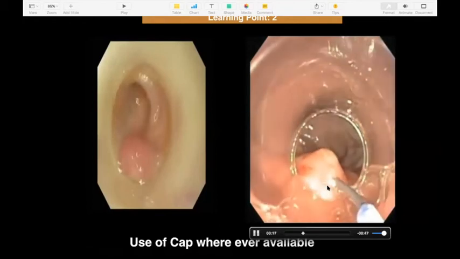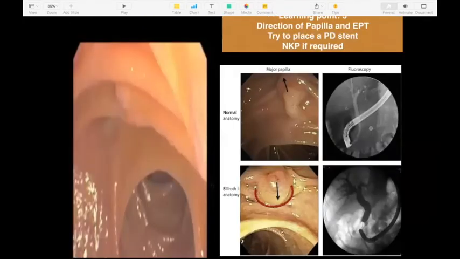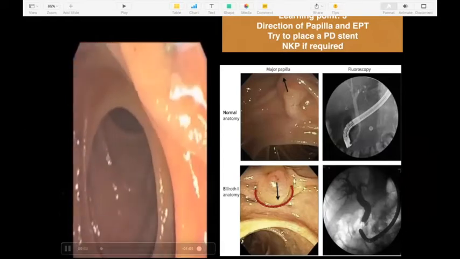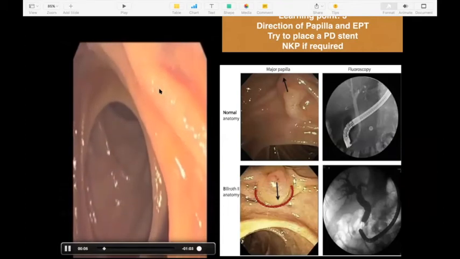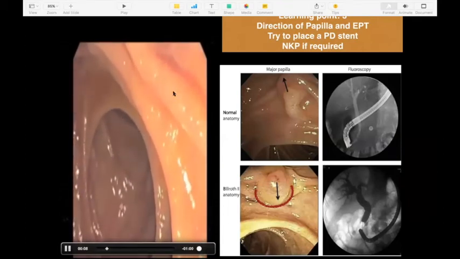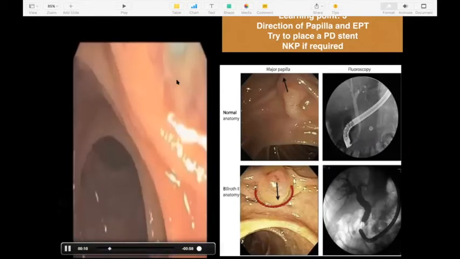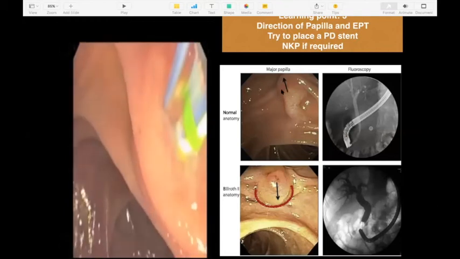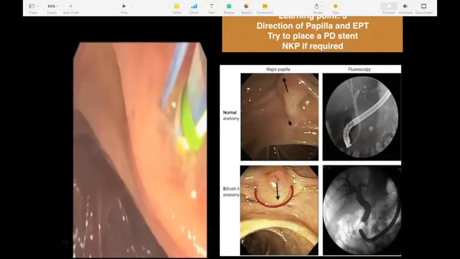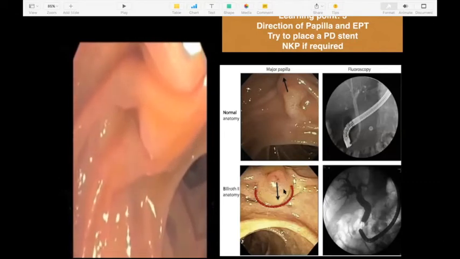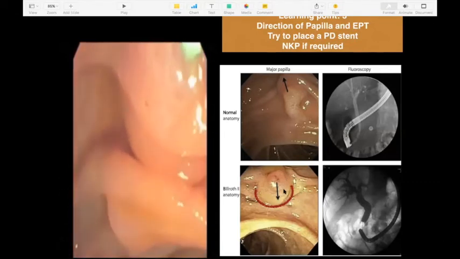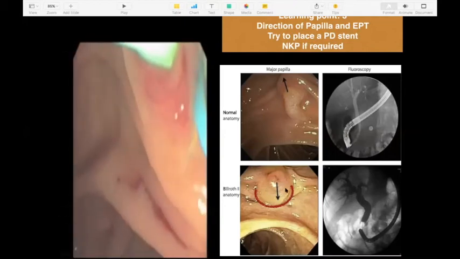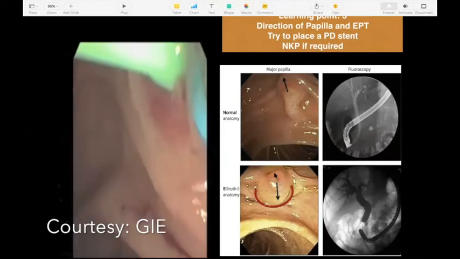The other learning point is the direction of papilla and EPT. This is an ERCP via duodenoscope in a Billroth 2 anatomy, and the orientation is reversed. In normal anatomy, the papilla is like this, and the bile duct is between 11 and 1 o'clock. Whereas in patients who have Billroth 2, because of the loop as well as the position of the scope, the papillary direction will always be between 4 to 6 o'clock. So the pancreatic duct will be on the upper side.